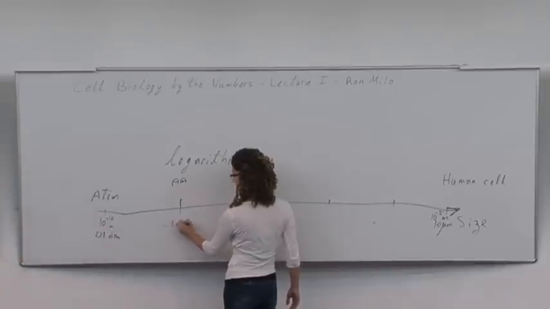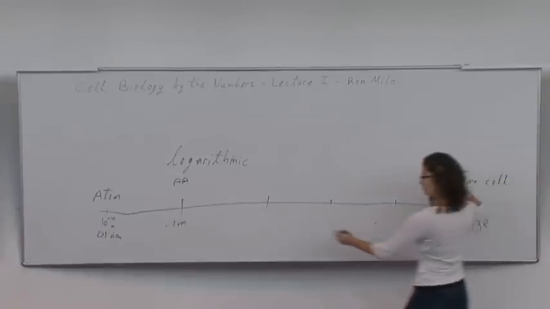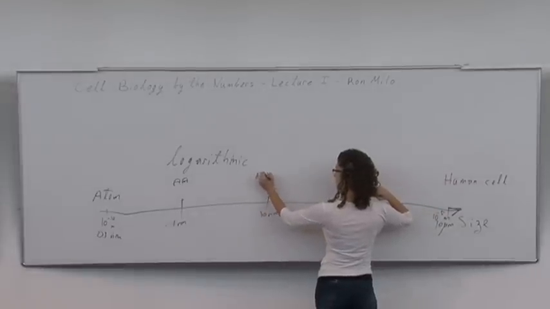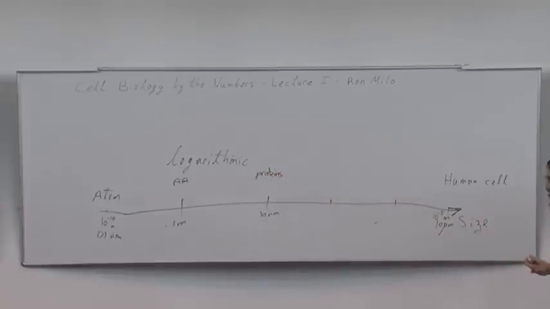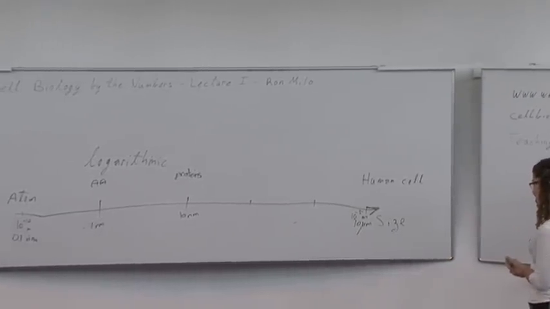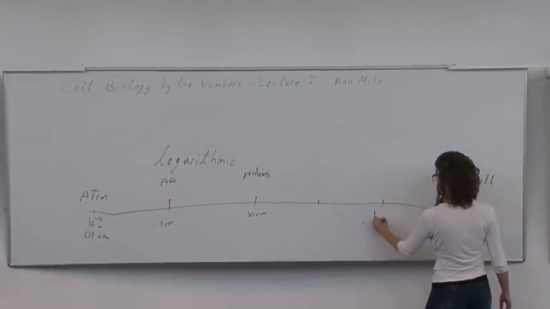Good. Protein, where would protein be? 10 to 20 nanometers are here. Okay, about 10 nanometers. That's good. Bacteria? Okay, bacteria. Where should the bacteria be? 1 micron. Yeah. So we could put the bacteria at 1 micron. We had virus. Where does the virus sit?